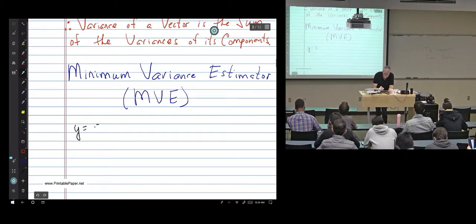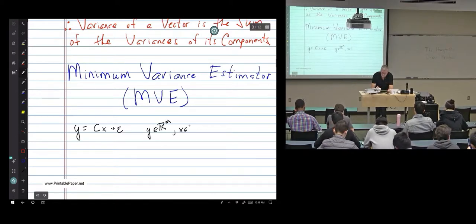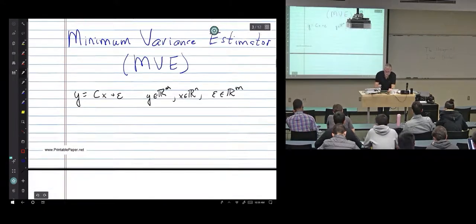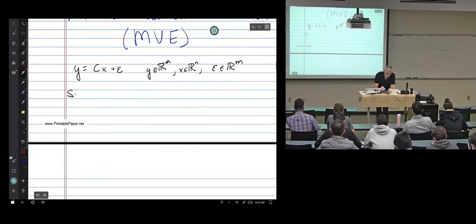Y equals Cx plus epsilon. So it's the same form we've been looking at. Y is in R^m. X, the unknown, is in R^n. And epsilon, the noise, is in R^m as well. Here are the stochastic assumptions.